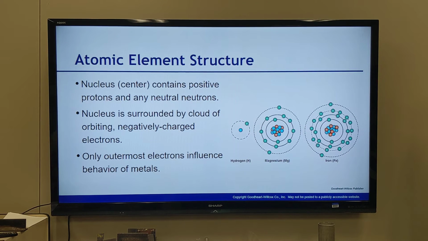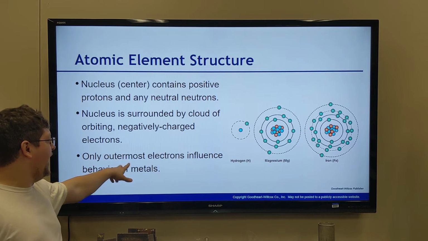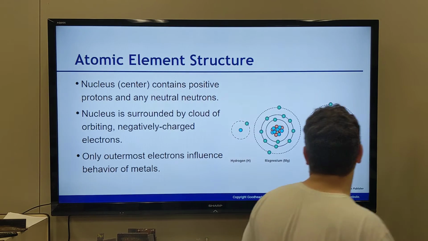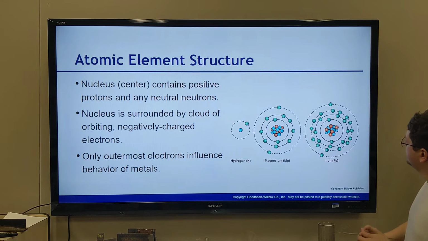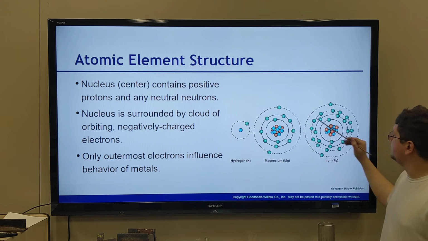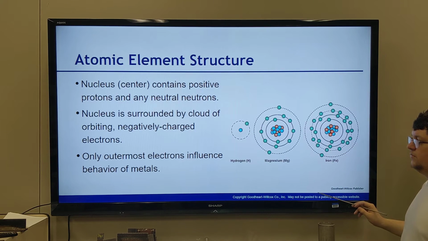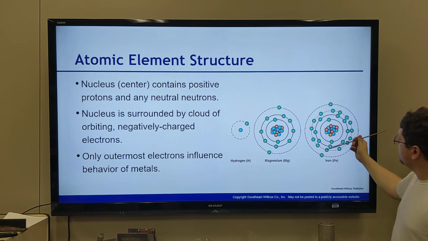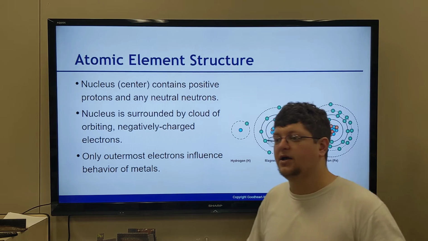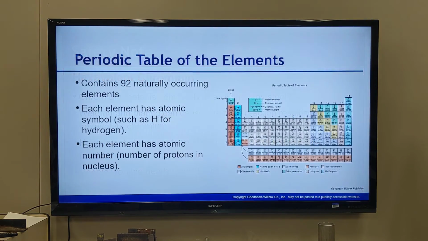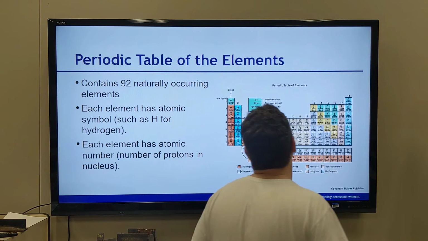Oh, and just as a key note, before we switch to another one, only the outermost electrons influence the behavior of metals. So when we're looking at magnesium, or when we're looking at iron, you see these two electrons on the end? Those are the ones that most affect everything. Not the ones on the insides. It's these right here, because these are going to be the ones that touch and combine and make our next thing, which are compounds. But when we get to compounds, I'll explain a little bit more and give you a good example.